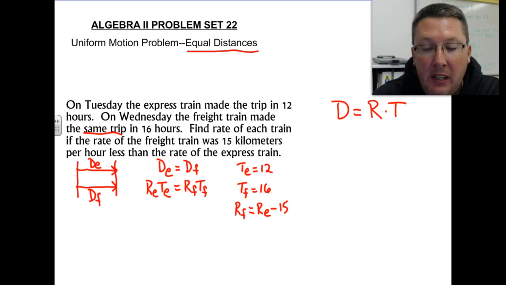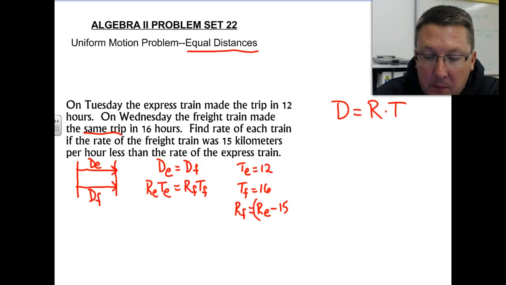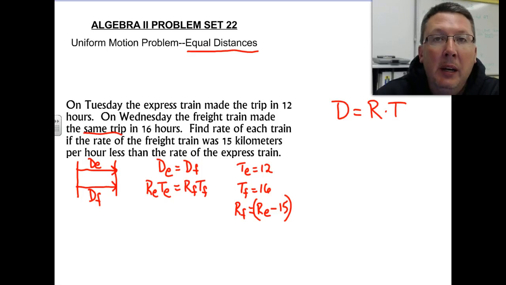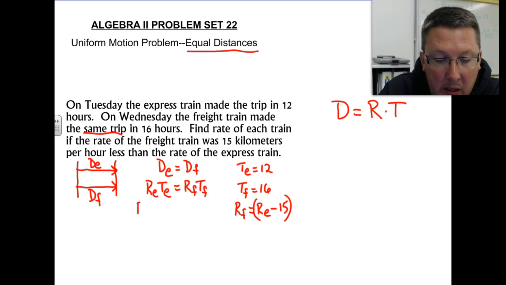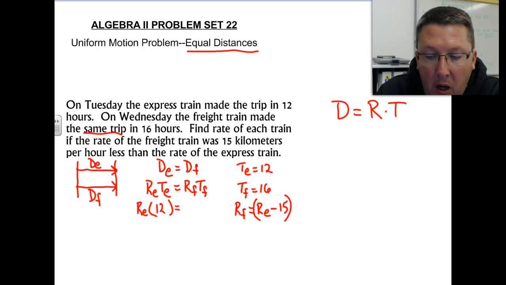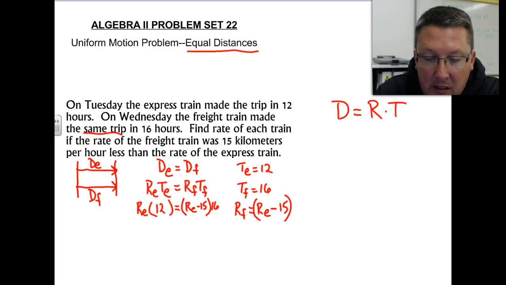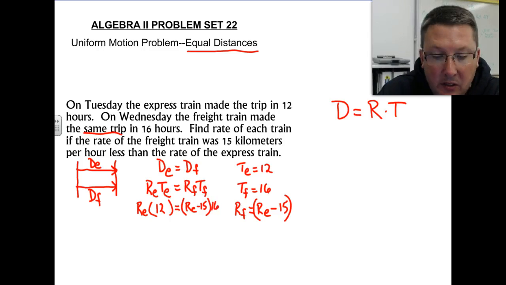So what I have here is I know 3 out of the 4 variables, similar to some subscripted variable problems that we did in our book. I'm going to take these 3 things, plug it into my main equation. The one variable I don't know is RE, so RE has to stay in the problem. I'm going to plug in TE, which is 12. RF is that group. Make sure you plug it in using parentheses. So that's RE minus 15. TF is 16. All right, so now I can solve for RE.